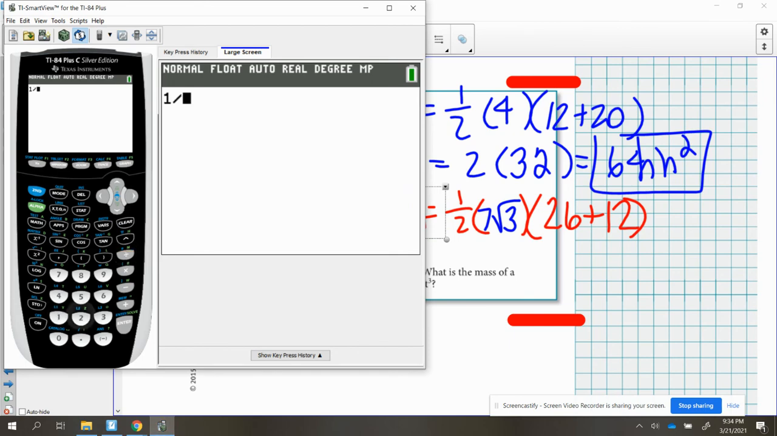Now, when we approximate this, 1/2 of 7 times the square root of 3 times 26 plus 12, which is 38, we get a total of about 230.4.